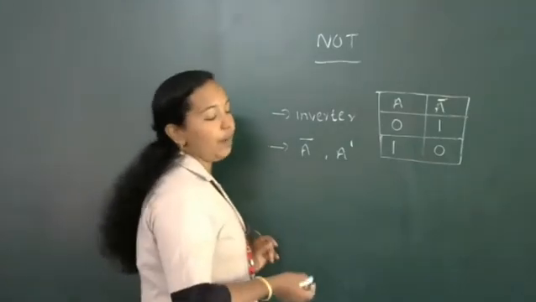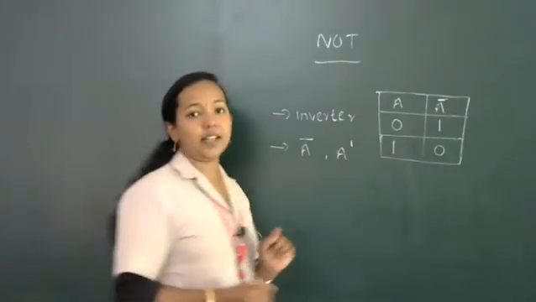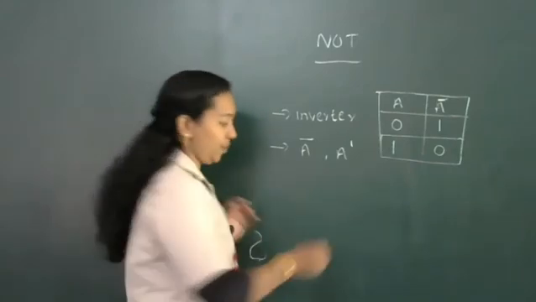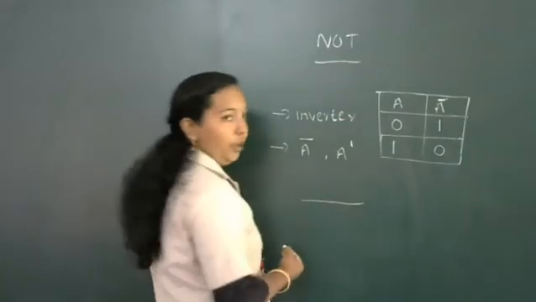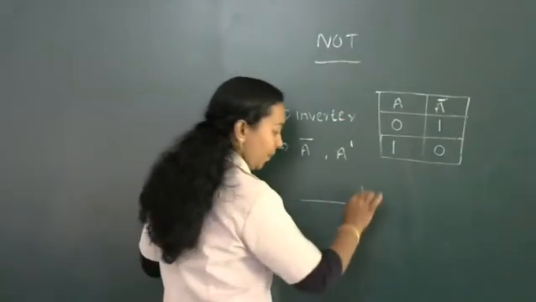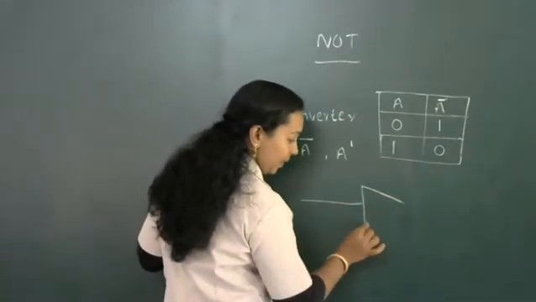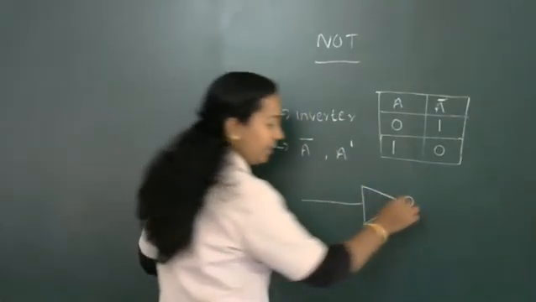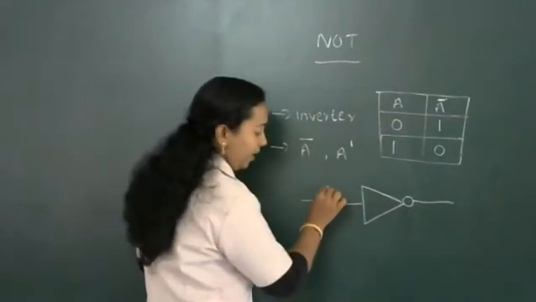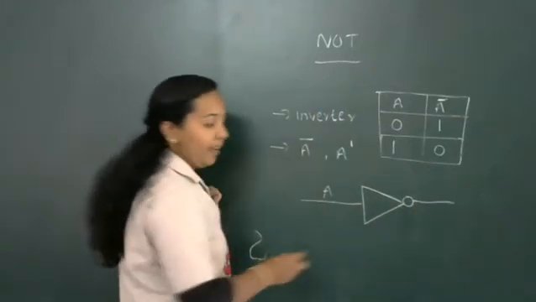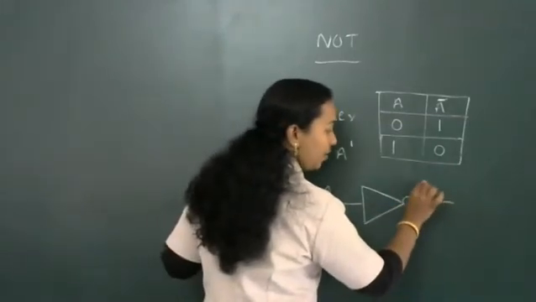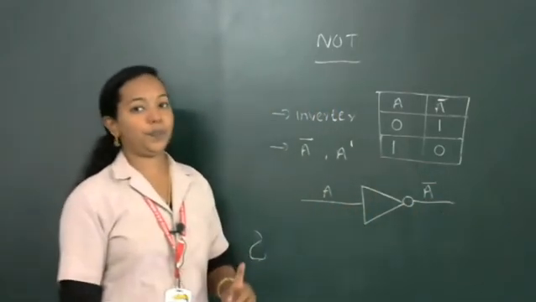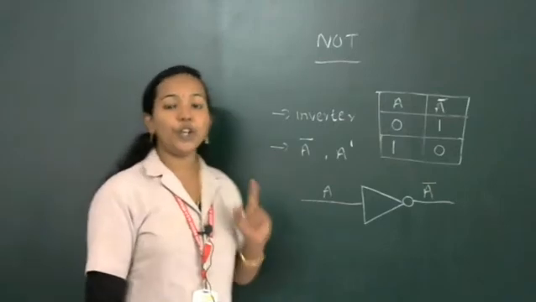Next, I am going to draw the logical circuit diagram for the NOT gate or inverter gate. It's a single input gate, so a single line and here will be one small circle. Then this will be the output line. If the input is A, then after the NOT gate we will get its complement, A complement. Clear? So, this is the NOT operation.